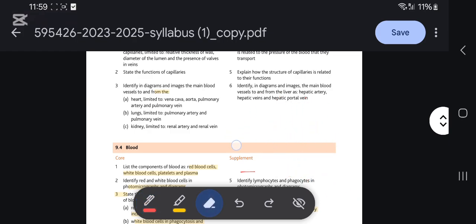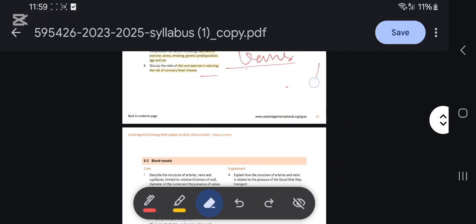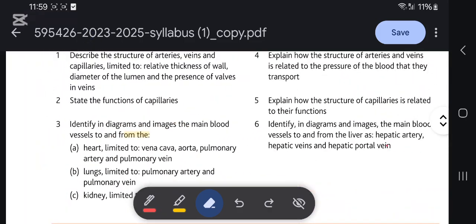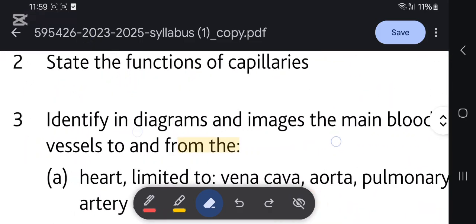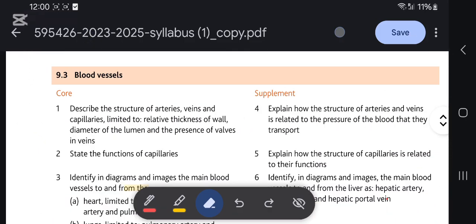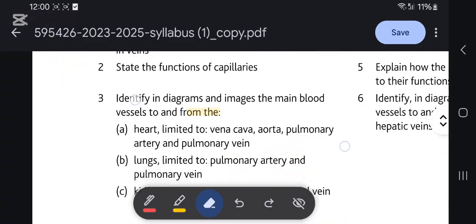Okay, now moving on to the capillaries. Capillaries are basically just one cell thick, to allow oxygen and carbon dioxide and all the gas exchange to take place in the capillary. So we have now discussed the function of capillaries.